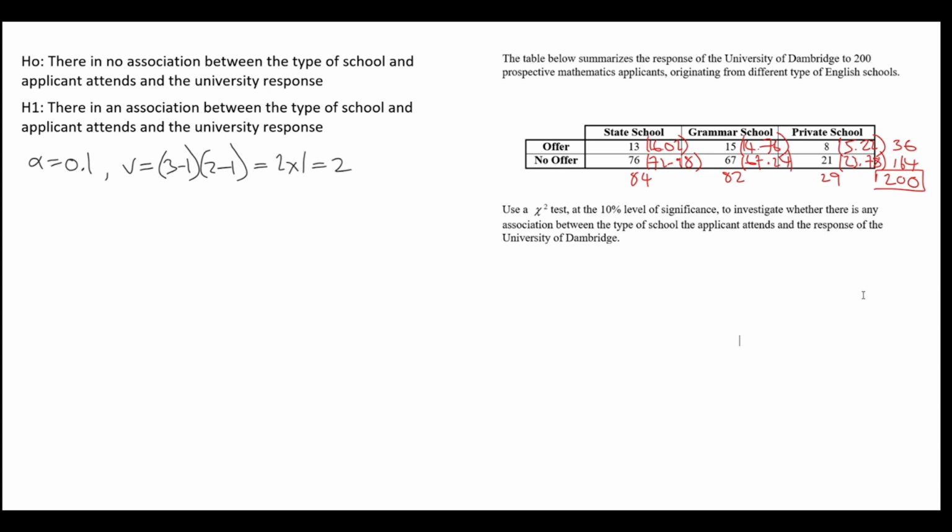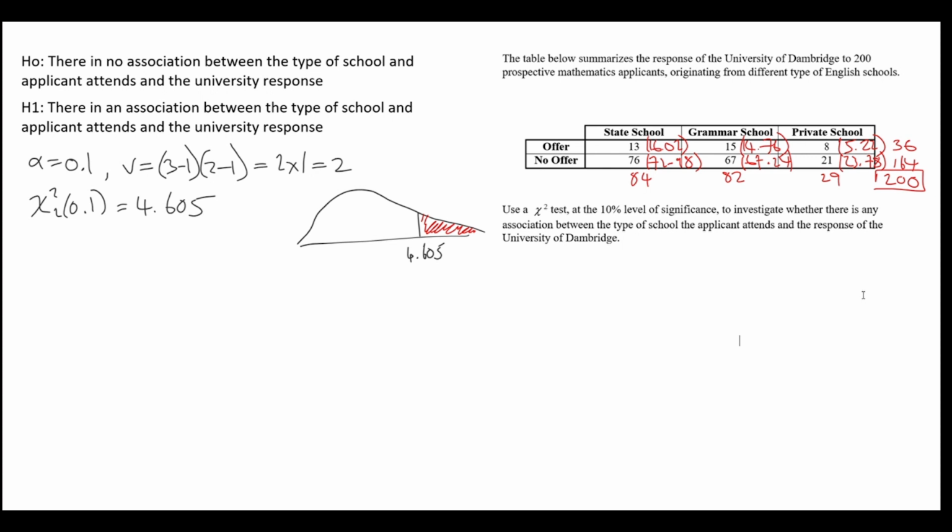We've been asked to do a 10% level of significance. Our degrees of freedom is going to be 2 times 1, so 2 degrees of freedom. Our chi-squared critical value is going to come from the tables. At a 10% level of significance with 2 degrees of freedom, that critical value is 4.605. Any test statistic larger than this, any test statistic in the shaded region, is going to be a significant result.